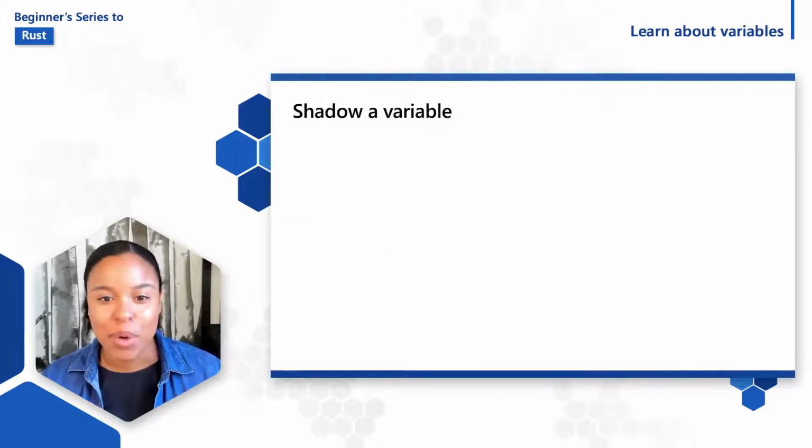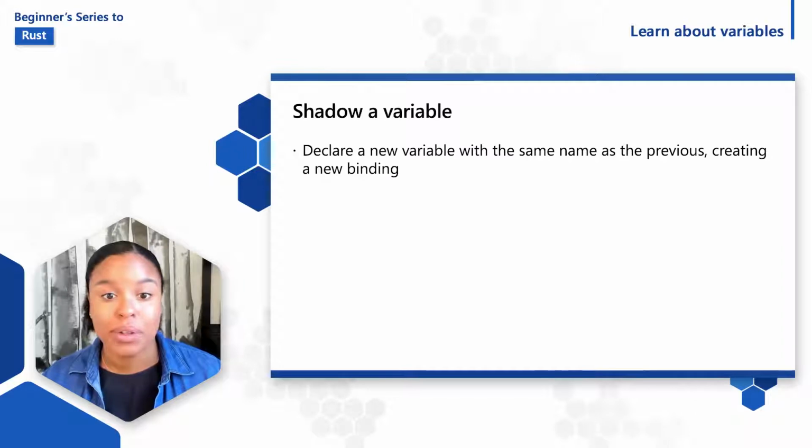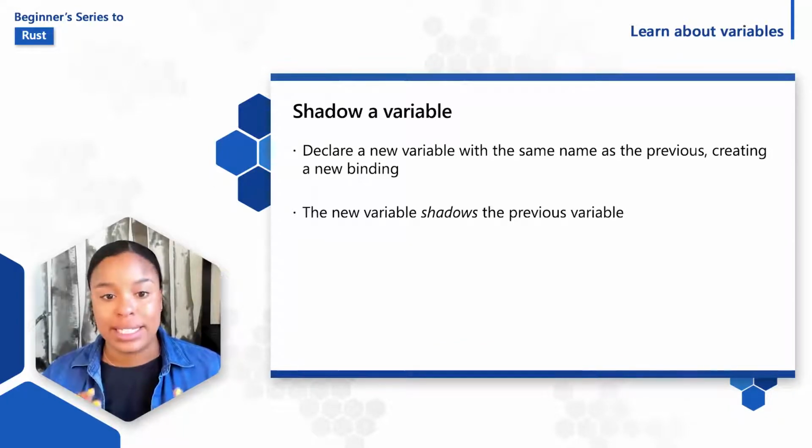The last concept I'm going to cover in this video is shadowing. You can also declare a new variable with the same name as the previous variable, which creates a new binding. In Rust, this operation is called shadowing because the new variable shadows the previous variable. The old variable with the original value still exists, but you can't refer to it in this scope anymore.